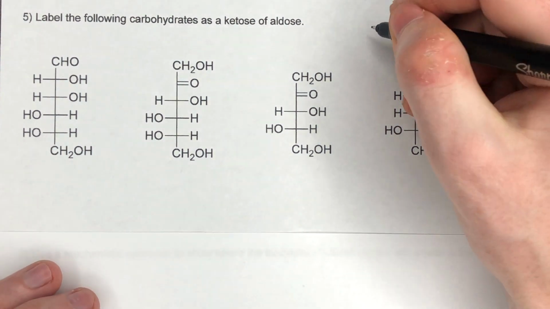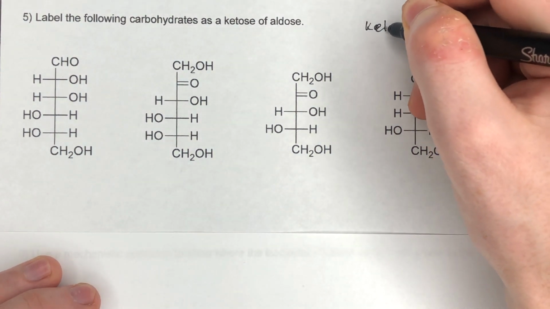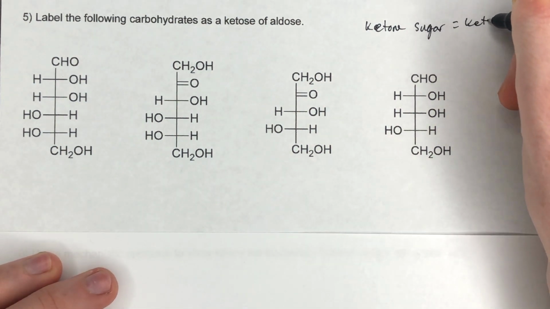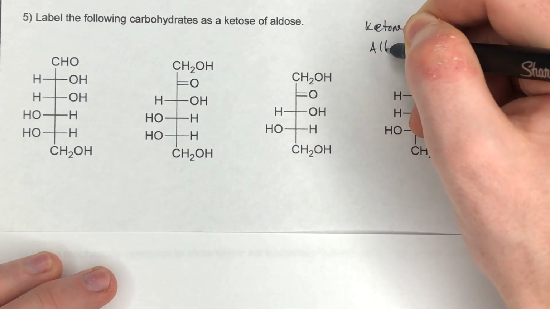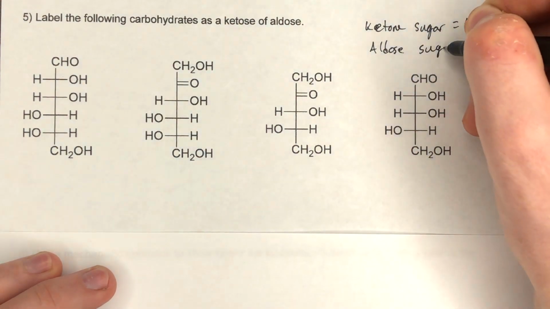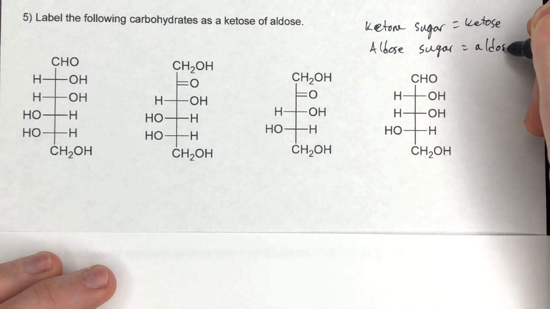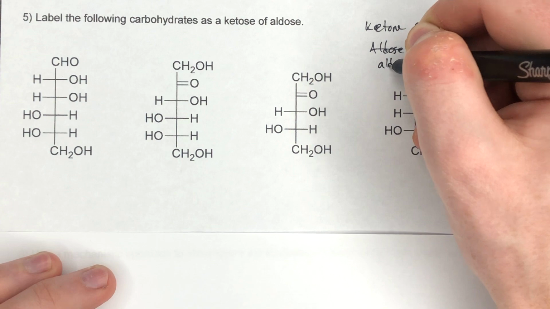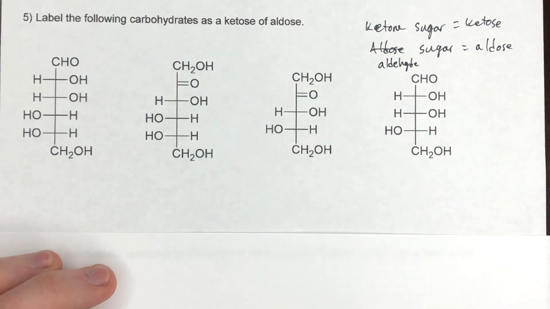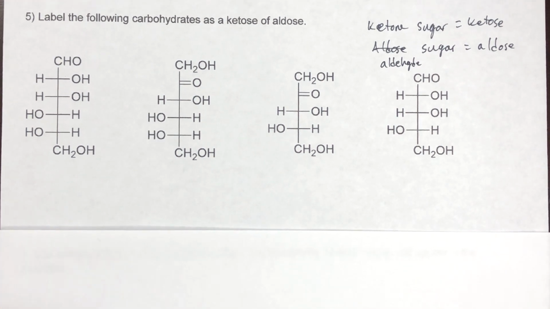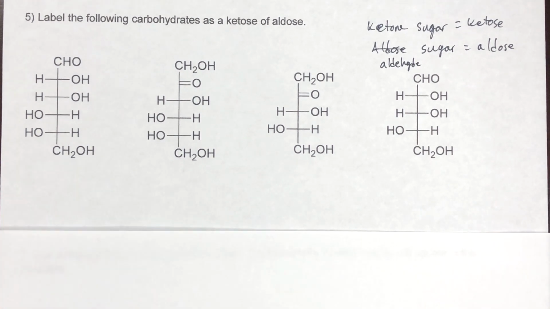So a ketose is a ketone sugar. That's what we call ketose. And then you may guess an aldose is an aldehyde sugar. Aldehyde sugar is an aldose. So we're just looking to see if there's an aldehyde or a ketone functional group in the various sugars. And that will then be ketose or aldose respectively, depending on the functionality that you have.